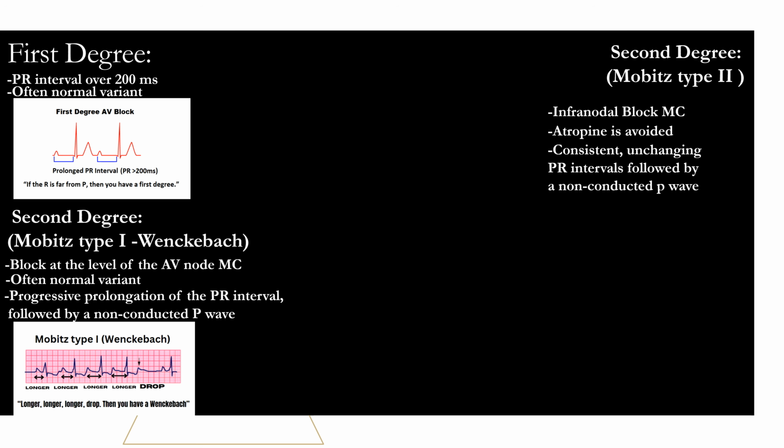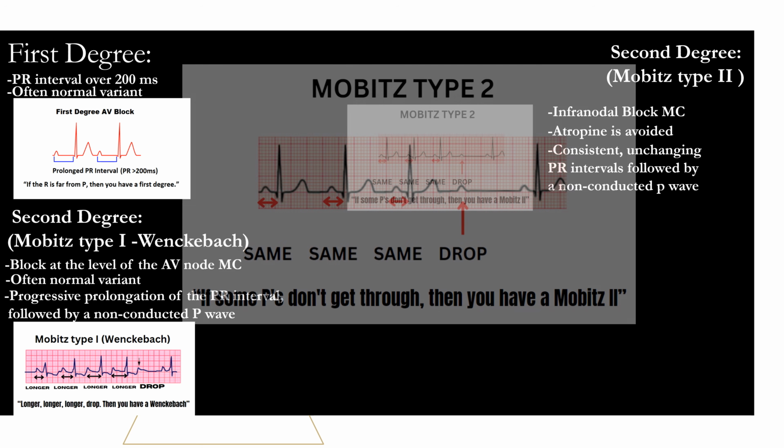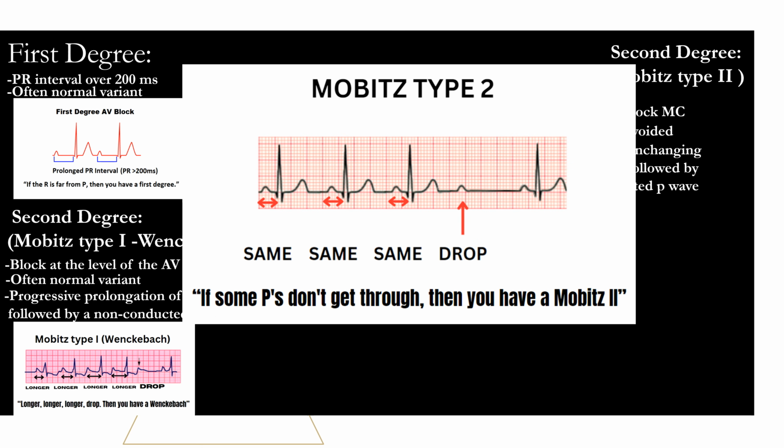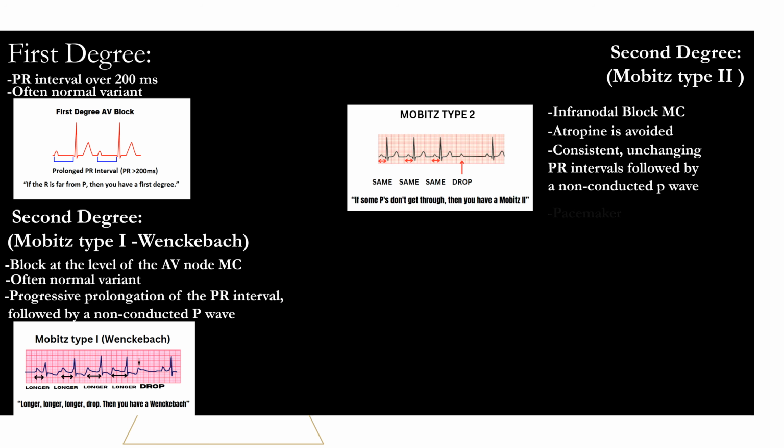And then on ECG, remember, you're looking for PR intervals that are generally the same, no progressive prolongation like we saw in a Mobitz 1, and they will be followed by one or more P waves that fail to conduct to the ventricles, so a sudden dropped beat, no QRS complex. Remember, if some Ps don't get through, then you have a Mobitz 2.